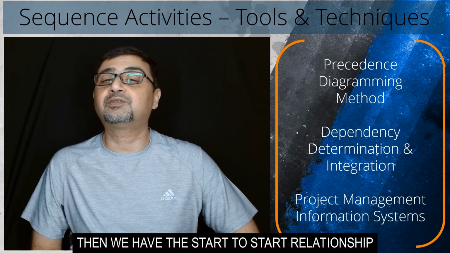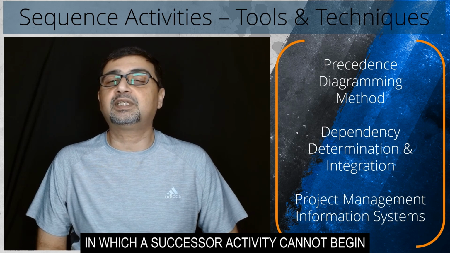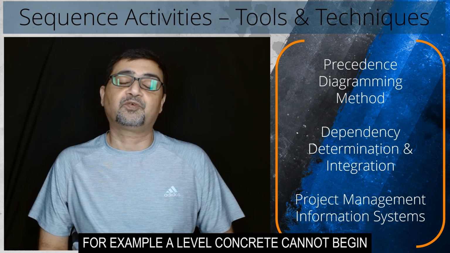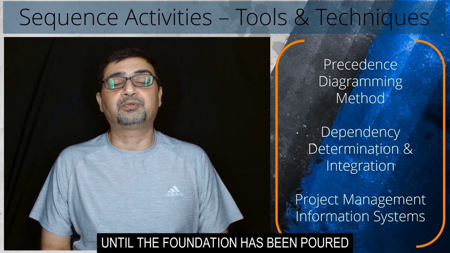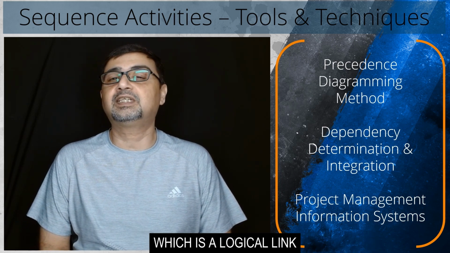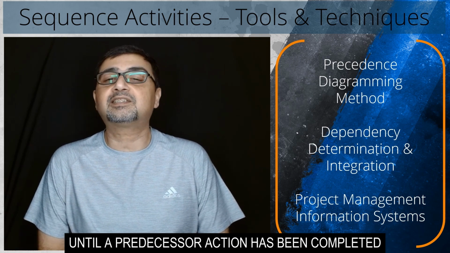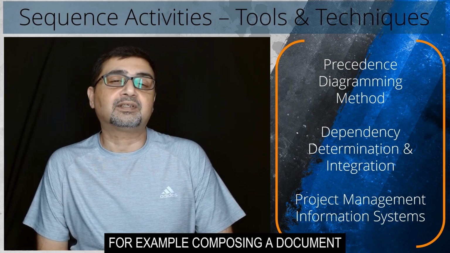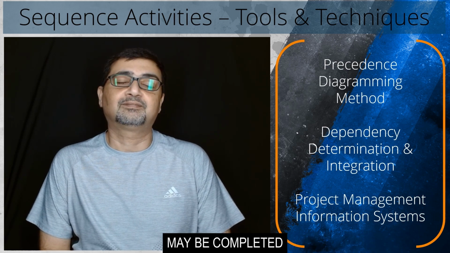Then we have the start to start relationship, which is a logical connection in which a successor activity cannot begin until the preceding action has begun. For example, level concrete cannot begin until the foundation has been poured. Then we have the finish to finish relationship, which is a logical link in which a successor activity cannot be completed until the predecessor action has been completed. For example, composing a document must be completed before revising the document may be completed.